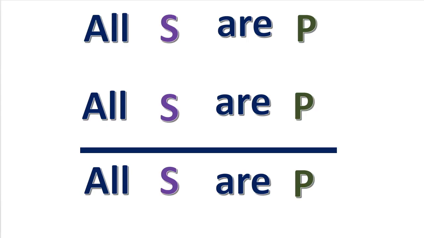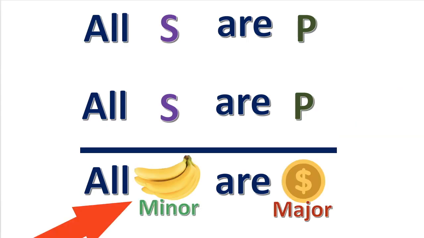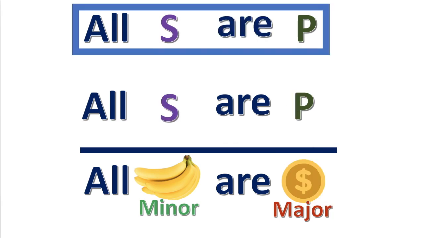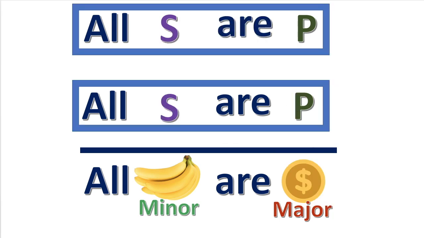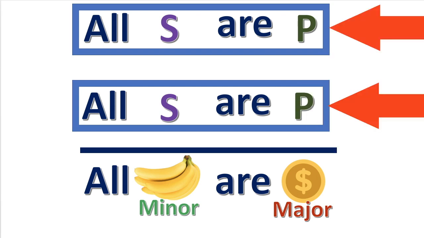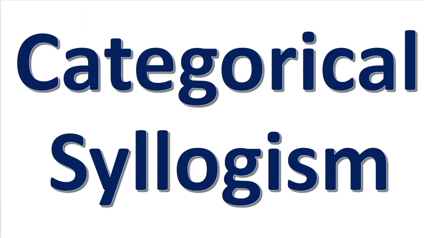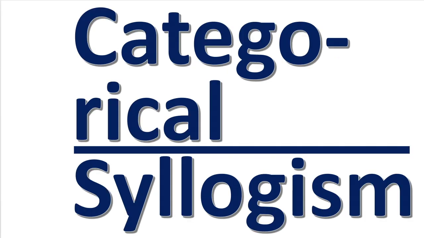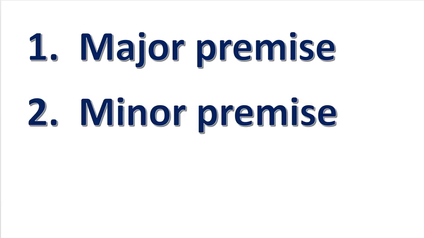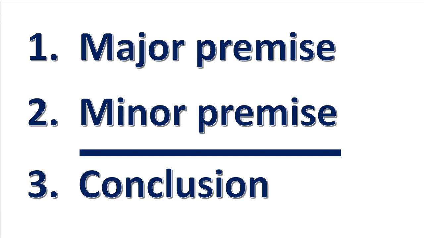And now that you know what the major and the minor terms are, you can determine what the major and minor premises are. It's simple. The major premise is the premise that contains the major term, and the minor premise is the premise that contains the minor term. To put the categorical syllogism into standard form, you put the major premise first, and then comes the minor premise, followed by the conclusion.